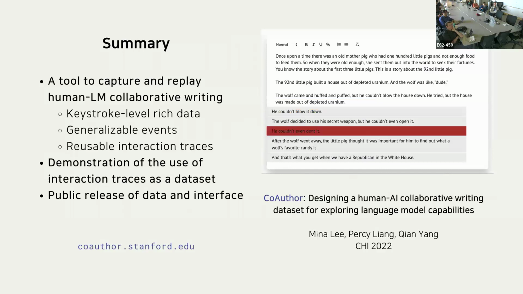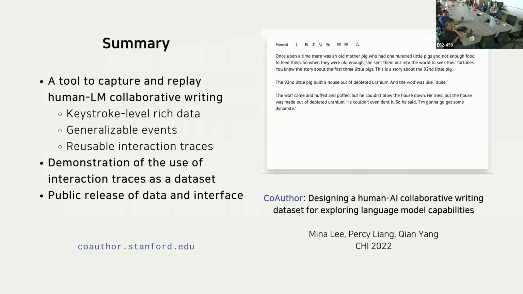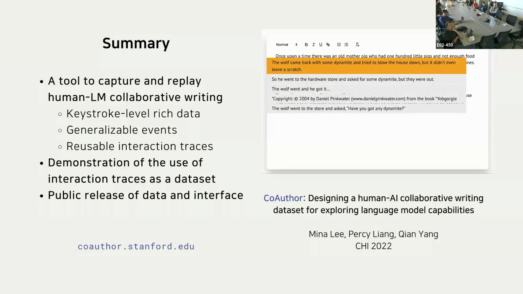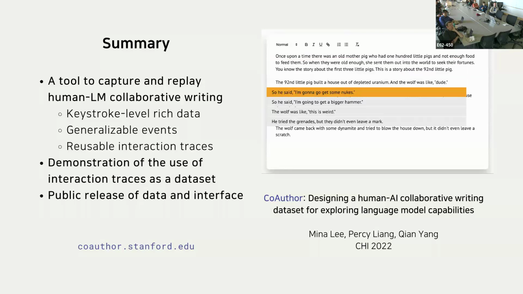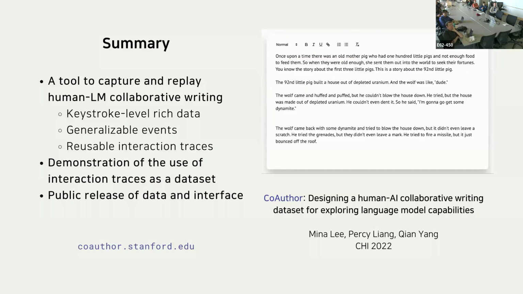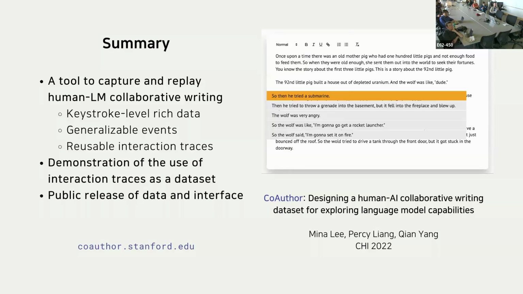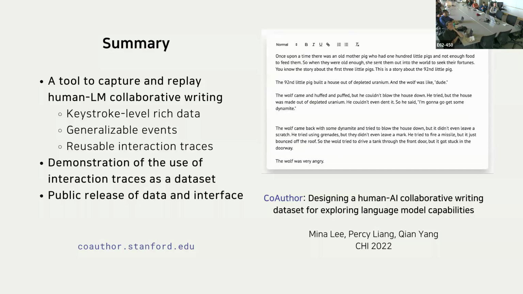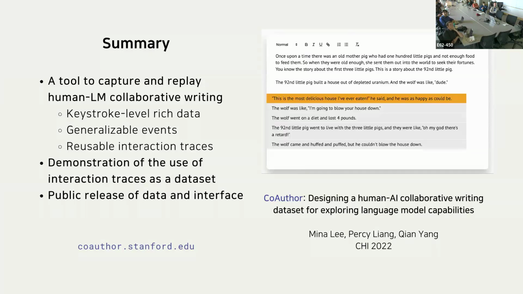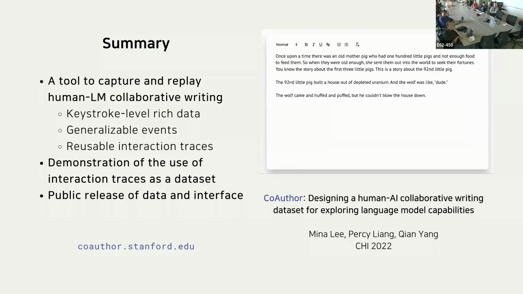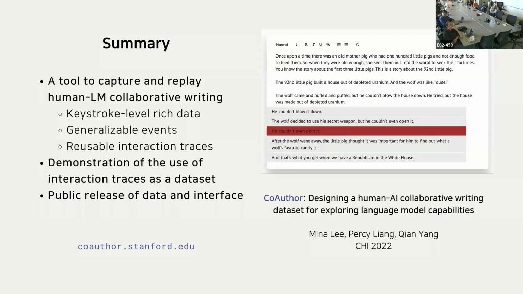So yeah, the first part was about CoAuthor, which is a tool and also a data set that captures and replays human-language model collaborative writing. And we demonstrated the usefulness of the interaction traces as a data set to think about language models' capabilities in a collaborative writing setting more generally, and all the data and interface are publicly available.